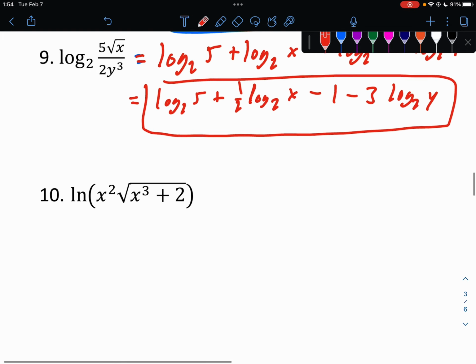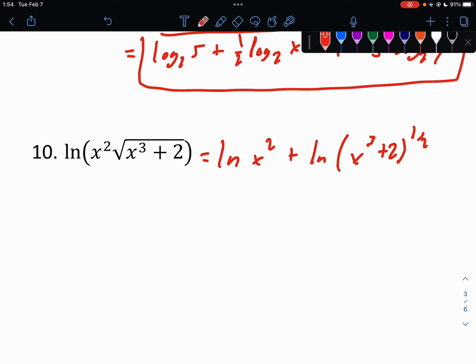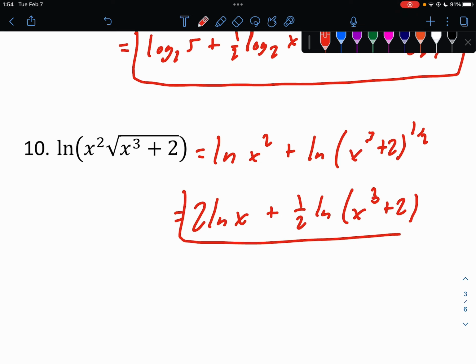All right, last one here. So again, we have two factors multiplying. Both are in the numerator, so both get positive logs. So it's going to be ln of x squared plus, I'm going to write this as ln of x cubed plus 2 to the 1/2. Both exponents can come in front, so 2 ln x plus 1/2 ln of x cubed plus 2. That is it. We cannot go any further.